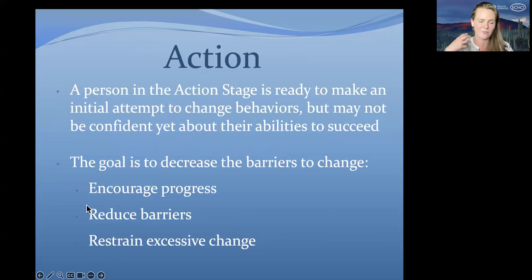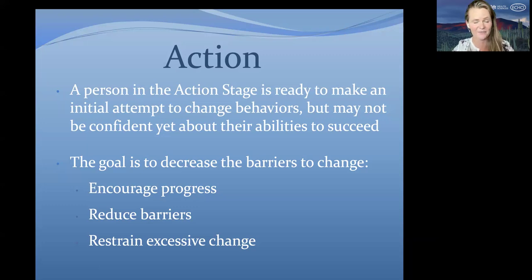In the action stage, they've put that preparation and planning into action. They've made that initial attempt to change the behaviors, but very often they're not feeling confident yet about keeping this going. They're just getting their feet under them in that stage of recovery. So what we're trying to do is make sure that we encourage progress, and particularly that we help them with troubleshooting. So we're trying to smooth the path, make it as clear as possible for them to proceed with their plan for recovery.